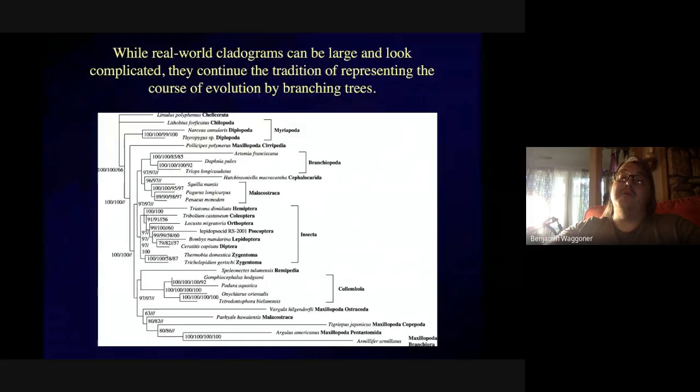There's a piece of the actual cladogram that they drew up, and that's huge. You may not even be able to read all of the names on it, and you don't really have to. They can look confusing, but this is fundamentally based on representing the course of evolution by these branching trees and defining your groups on the tree based on, as best you can reconstruct it, common ancestry.